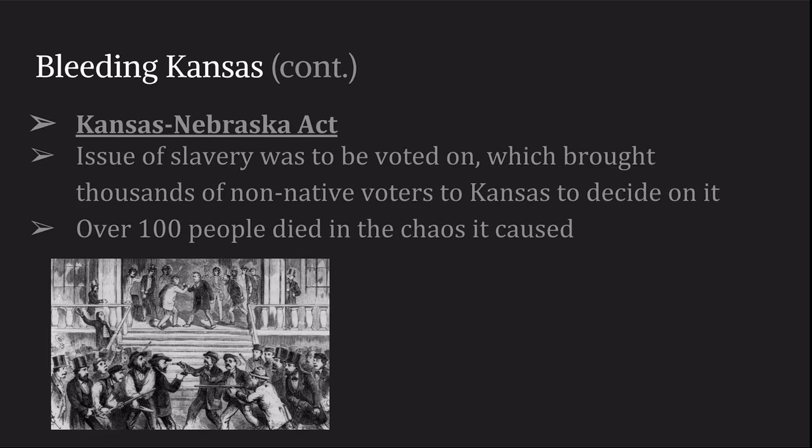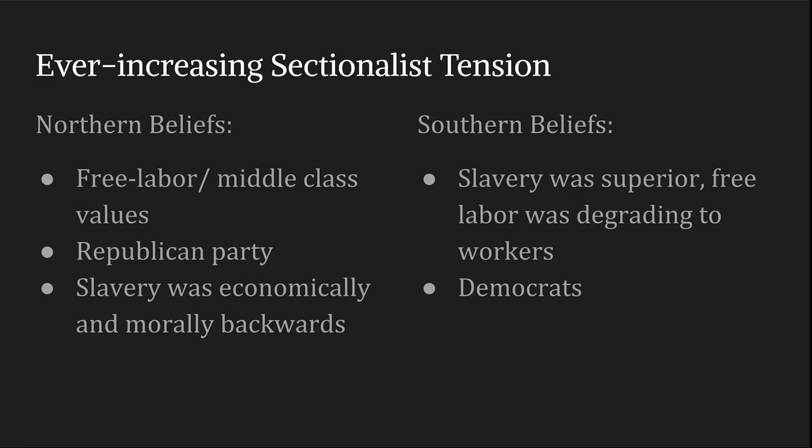So the Kansas-Nebraska Act was the issue of slavery was to be voted on as popular sovereignty, and thousands of people from both sides rushed to Kansas in order to vote on it, and over 100 people died in the chaos that it brought. There were just so many people. Tension was increasing.